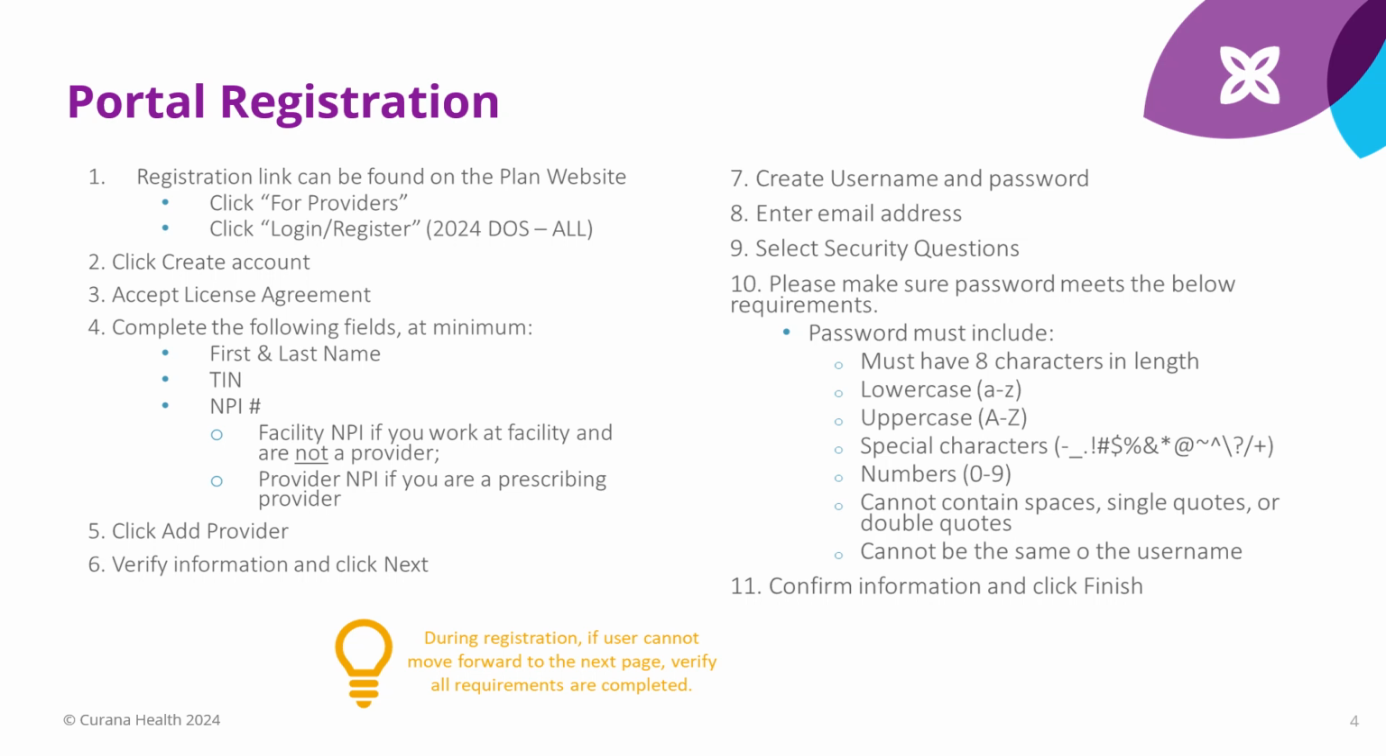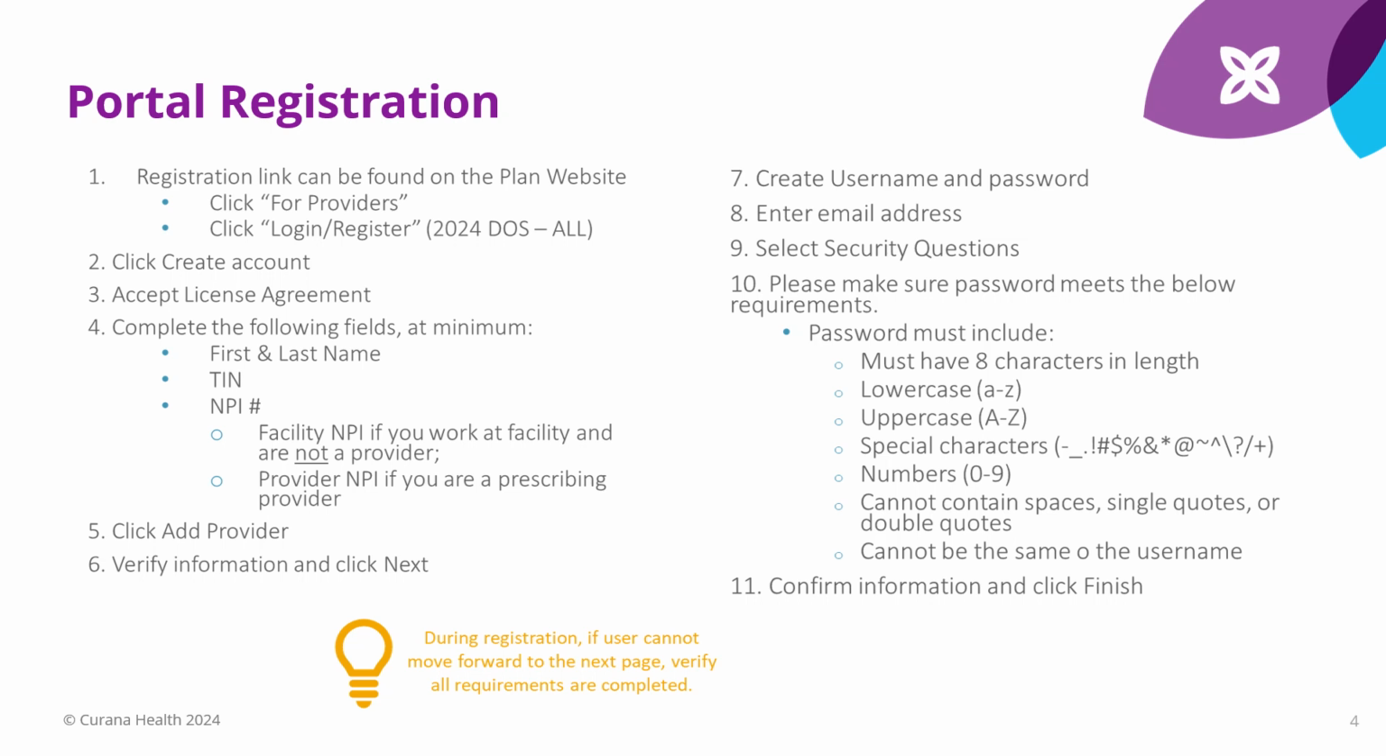Now we will discuss how to register for the provider portal. The link to the provider portal will be found on the plan website. Once on the plan website, you will then navigate to the Providers tab. Click the link to log in/register for the provider portal. When you reach the home/login page for the portal, you will then click Create an Account. A license agreement screen will appear. Click Accept and then click Next.